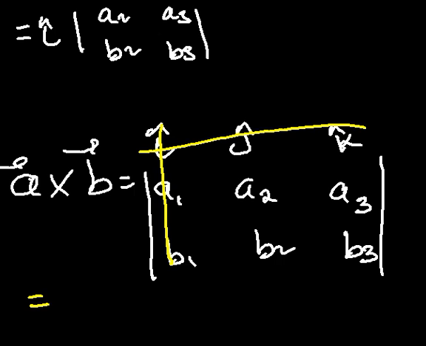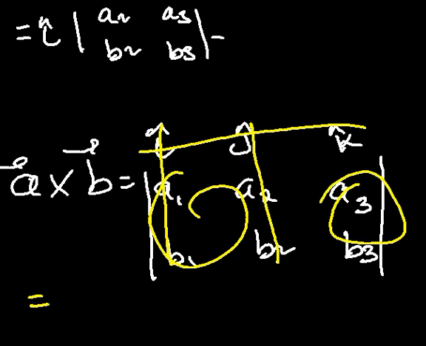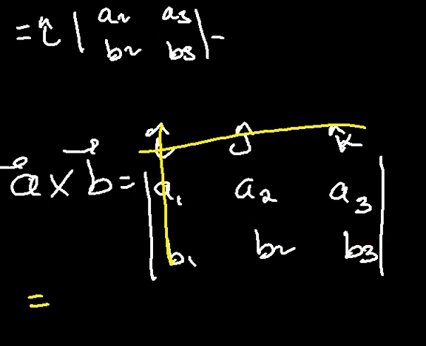Then minus, which means we cancel this one as well. We have cancelled the I column, and whatever we are left with belongs to J. By the way, this negative is for the formula, it has to be there. And we'll have the determinant of A1, B1, and A3, B3.